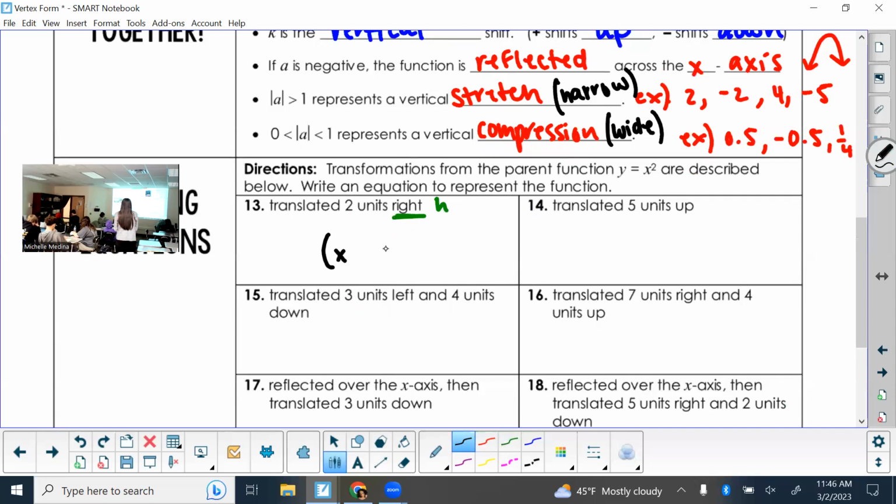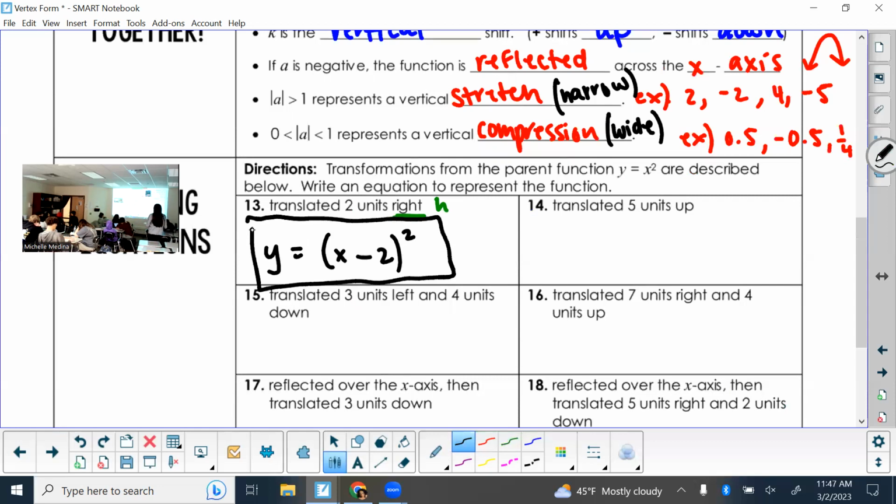And if it's going to the right, would that be plus or minus right here? Minus. And then the squared always goes there because it's outside the parentheses. Do I need to put anything else in there? Do you put y equals? I guess you don't really have to, but that's it. Because it didn't say it moved up or down. It didn't say it was stretched or compressed or reflected. So that's it.